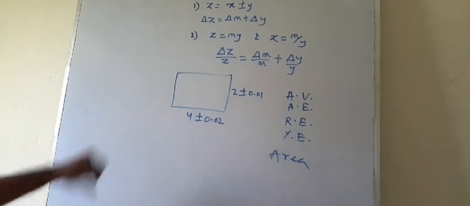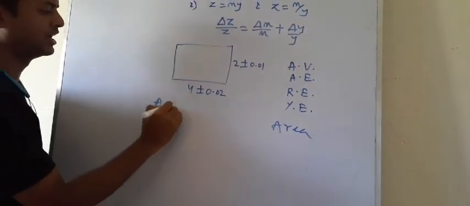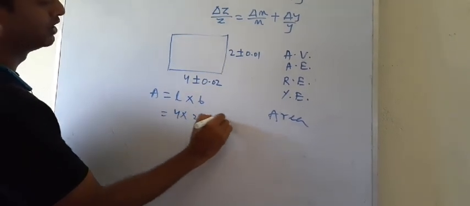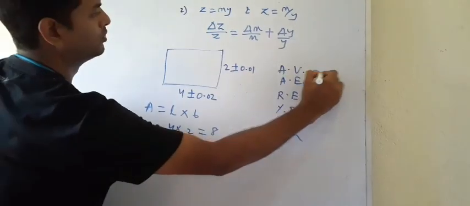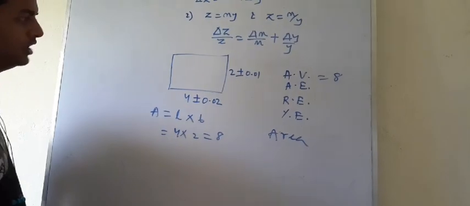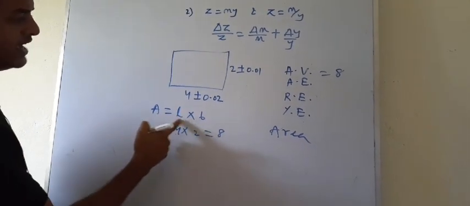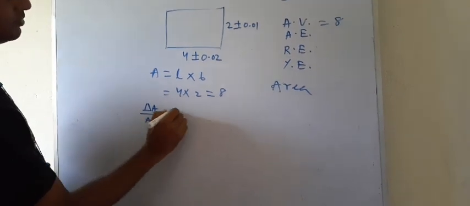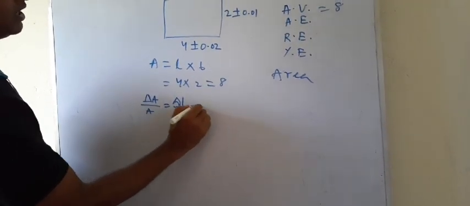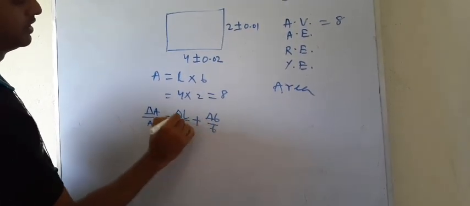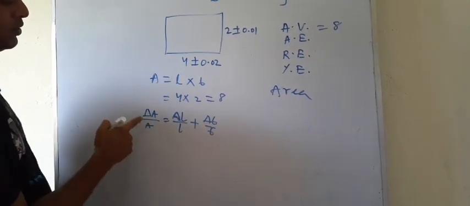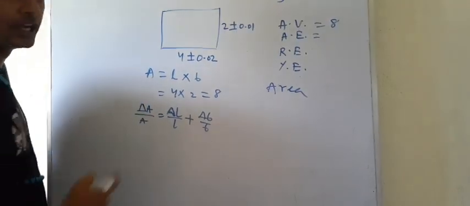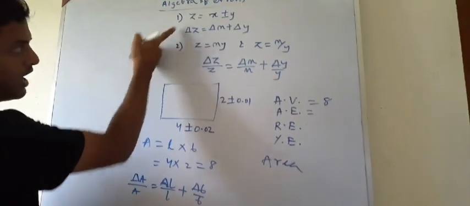So I want to estimate the area. So what is area? Area equal to length into breadth. So absolute value will be 4 into 2. This will be 8. So absolute value of area is 8. Now, since A is L into B, so I can write delta A by A equal to delta L by L plus delta B by B. It means I want to find out delta A, which is nothing but your absolute error in estimating area. This is coming from this formula.